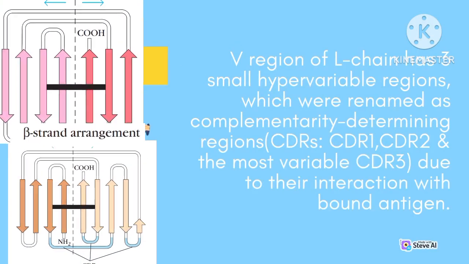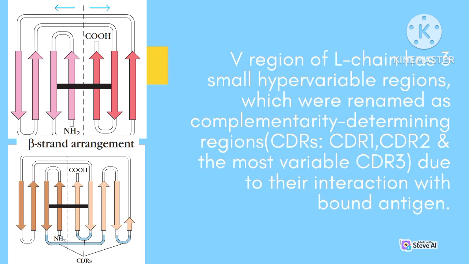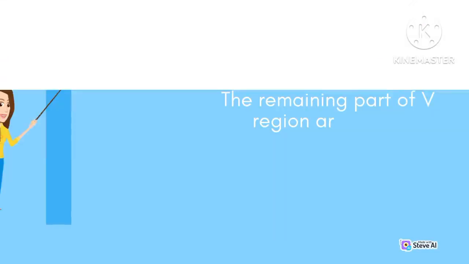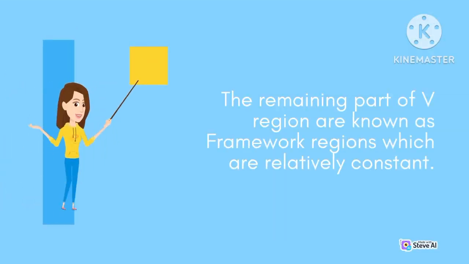The V region of the L chain has three small hypervariable regions, which were renamed complementarity determining regions, CDRs: CDR1, CDR2, and the most variable CDR3, due to their interaction with bound antigen. The remaining parts of the V region are known as framework regions, which are relatively constant.